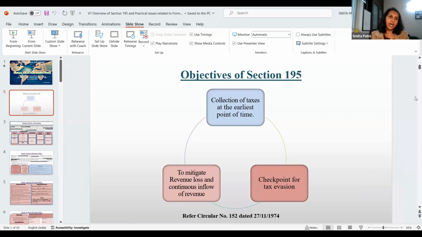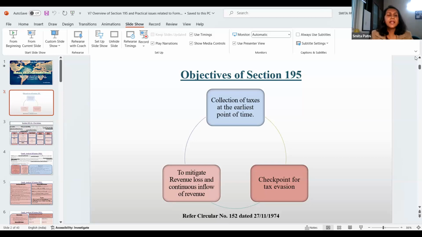Then the other reason was to enhance the liquidity of the income tax department. So they wanted to keep their liquidity maintained. The stakes are high in case of 195. Obviously, the withholding taxes are also high. So this would have retained their liquidity over the period.